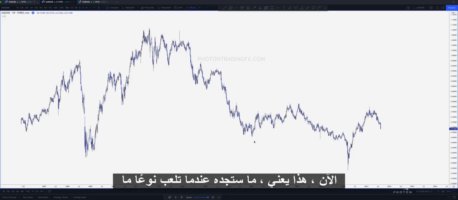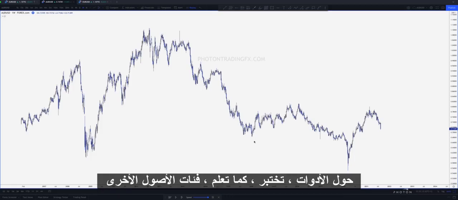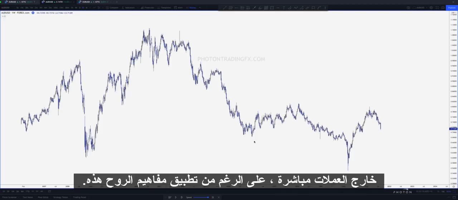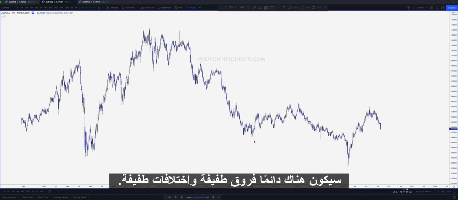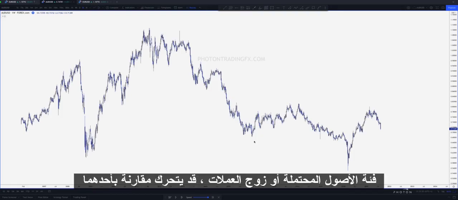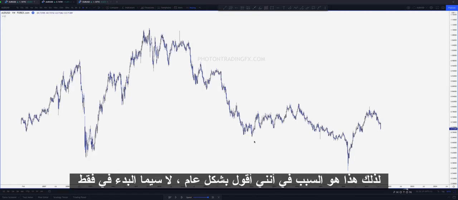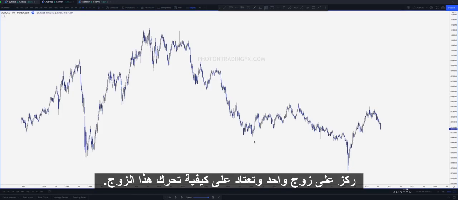Now, that said, what you will find as you play around with other instruments and test other asset classes, even outside of currencies, is that although these concepts apply, there will always generally be slight nuances and differences in the behavior and characteristics of how that asset class or currency pair moves compared to one you are already used to. That is why I generally say, especially when you're starting out, to just focus on one pair and get very used to how that pair moves.